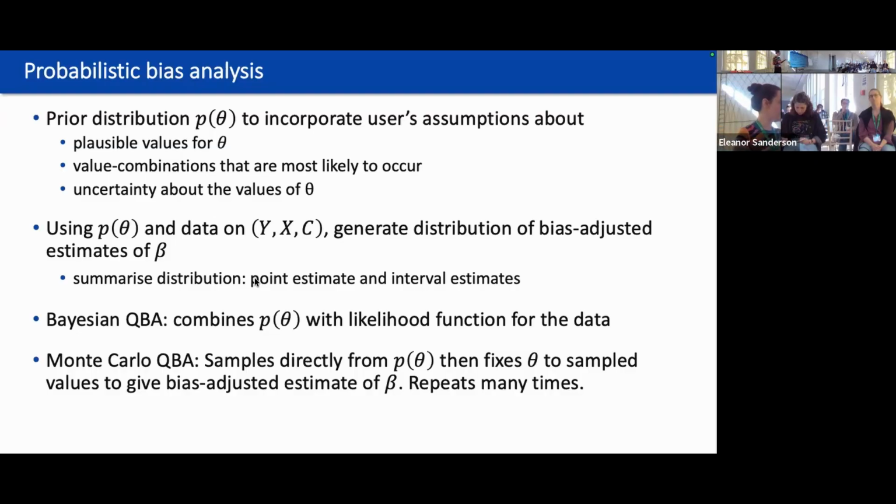And the rationale with the Monte Carlo approach is that because the study data doesn't tell us anything about the unmeasured confounders, there's no benefit to combining the prior distribution for the bias parameters with the likelihood for the study data. And because of that simplification, you don't need to use Monte Carlo software or algorithms to be able to fit the bias model to the study data when you just use the simple Monte Carlo approach. I will describe that in a little bit more detail later on.